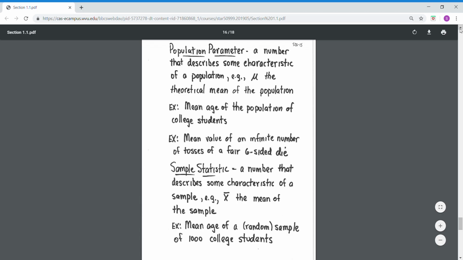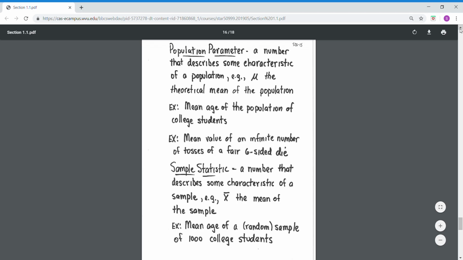So a parameter is a number that describes some characteristic of a population. For example, mu is the theoretical mean of the population. This is something very important for you to remember, that mu is the theoretical mean of the population. You will see mu throughout this course, and it's important that you recognize what that Greek letter means. So some examples of parameters would be the mean age of the population of all college students, or the mean value of an infinite number of tosses of a fair six-sided die.